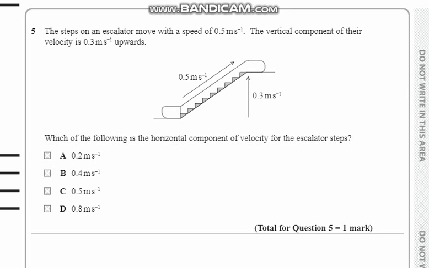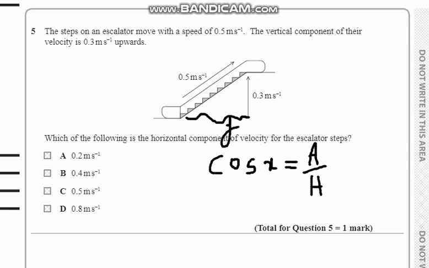The fifth question states that the steps on this escalator move with a speed of 0.5 meters per second. The vertical component of their velocity is 0.3 meter per second upwards. Which of the following is the horizontal component of velocity for the escalator steps? So how do we approach this kind of question? In the question there's a hint: horizontal component. Whenever a horizontal component pops up, you have to remember that we use cos, and we know that cos is adjacent upon hypotenuse, and we have to find this component here, that's our y basically, or you can say that's x, because we are dealing with x.